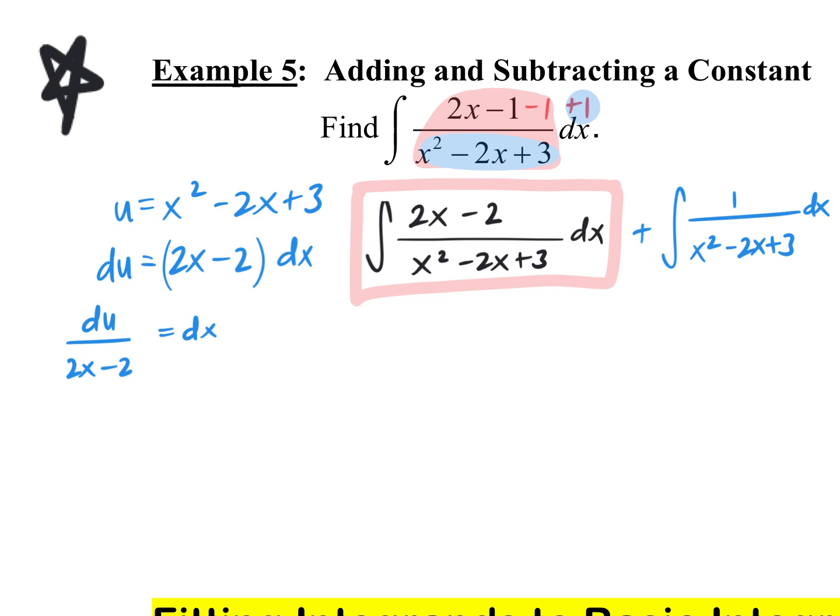Okay, because now that first piece there that I highlighted in red, we can actually use u substitution and evaluate this integral. So let's finish that one out. If I plug in that stuff, I end up with 2x minus 2 over u times du over 2x minus 2. So the 2x minus 2 goes away, and I'm left with the integral of 1 over u du. And what's the integral of 1 over u? Natural log of u.